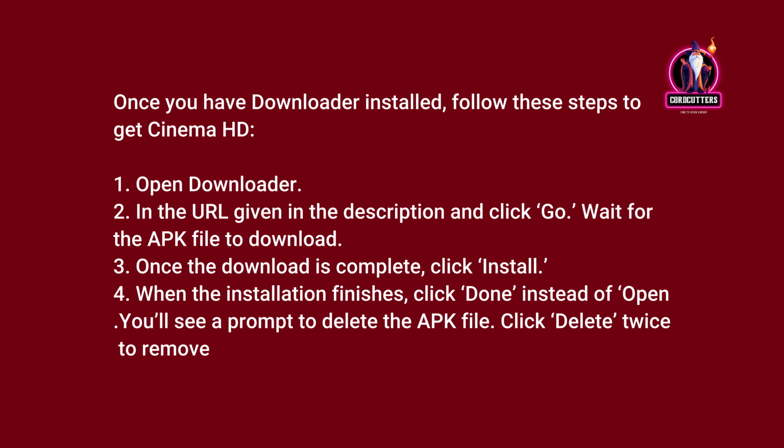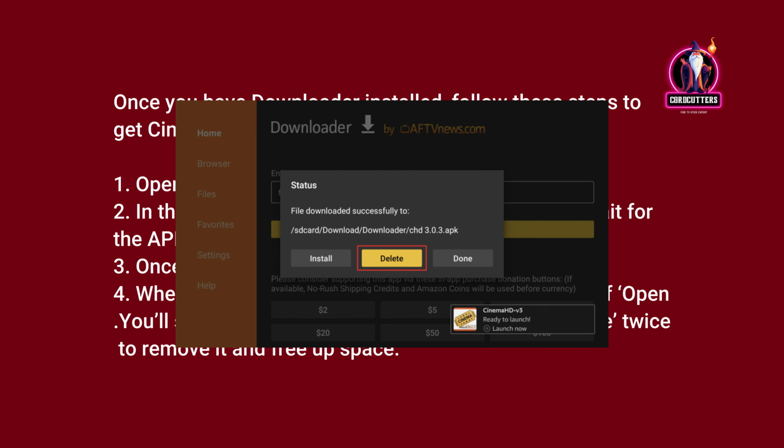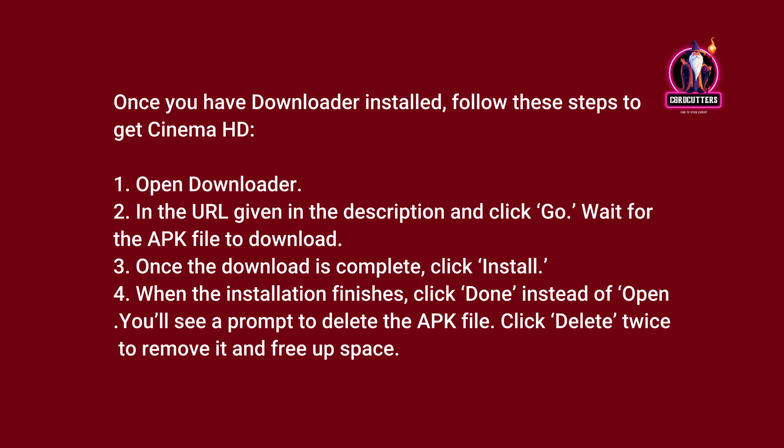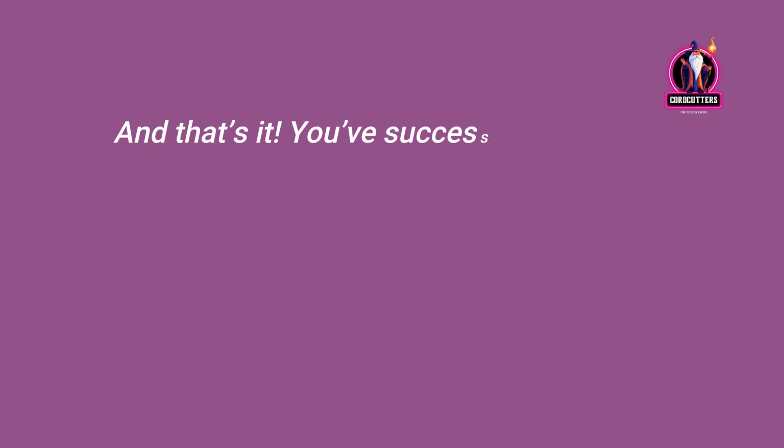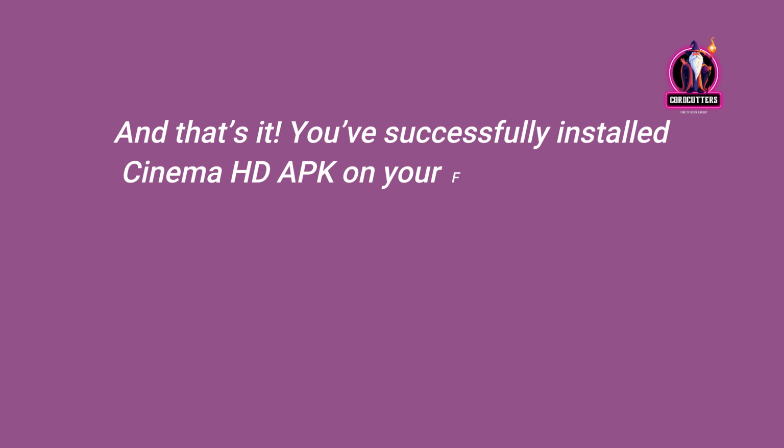You'll see a prompt to delete the APK file. Click Delete twice to remove it and free up space. And that's it. You've successfully installed Cinema HD APK on your FireStick.